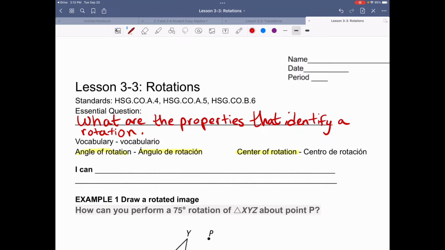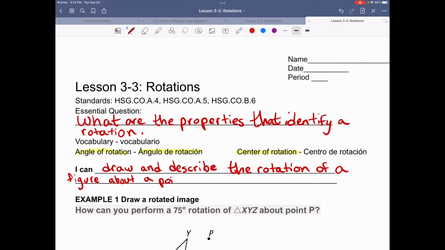I can draw and describe the rotation of a figure about a point of rotation for a given angle of rotation.